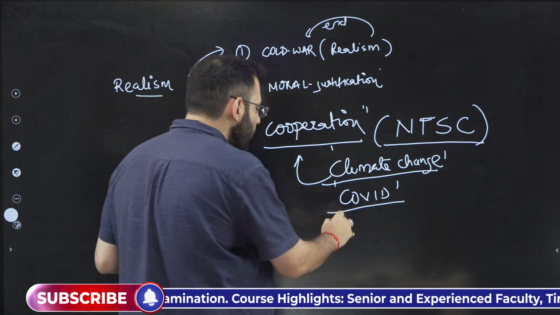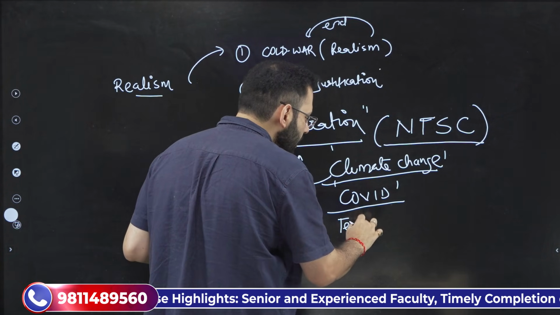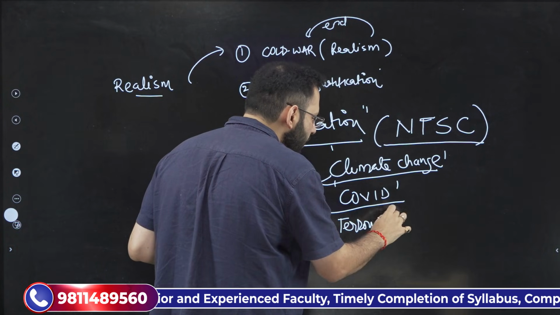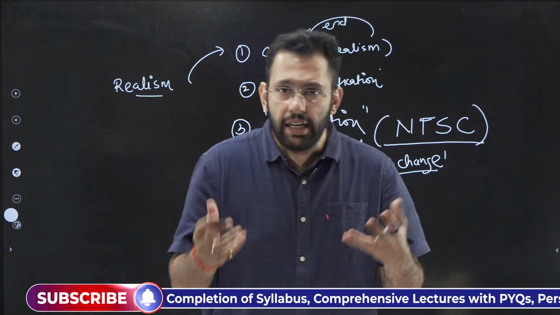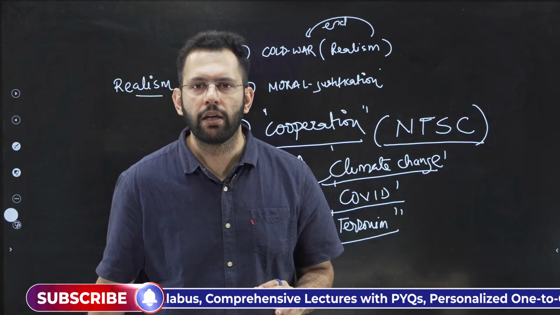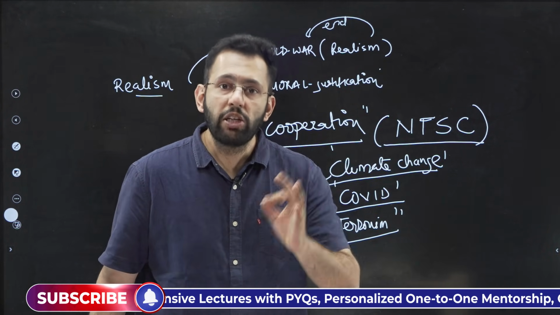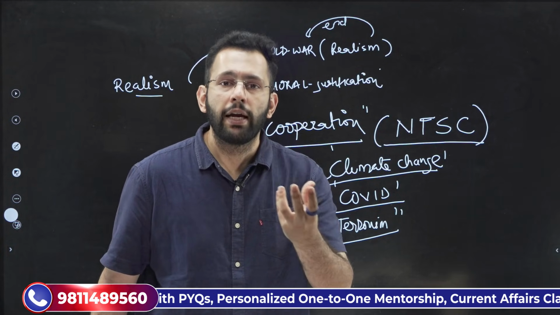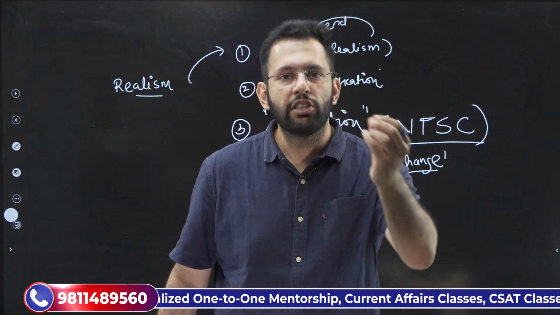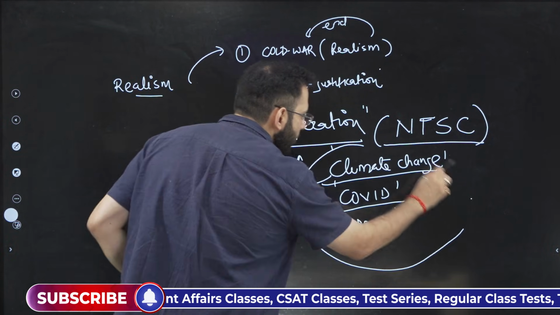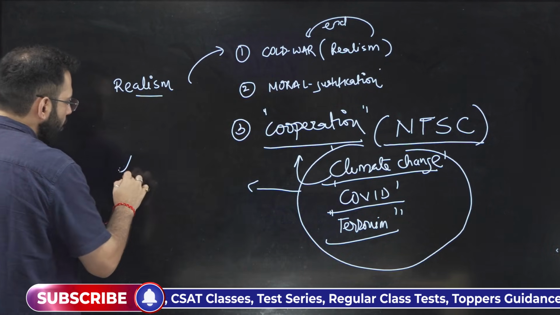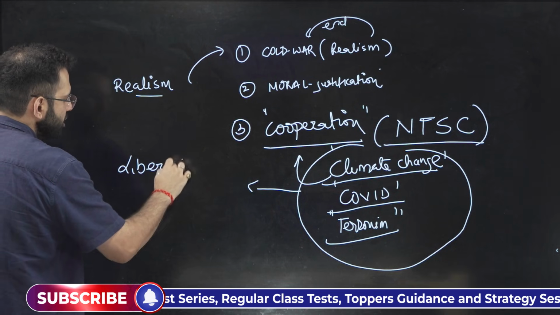If we talk about terrorism, it is a problem that is now being faced even by the most advanced Western European countries. It needs coordination to be removed from the planet Earth. So cooperation will also be there. And what does this cooperation highlight? Cooperation will highlight liberal institutionalism. How can this cooperation emerge? How can it be maintained? It can only be maintained through liberal institutionalism.